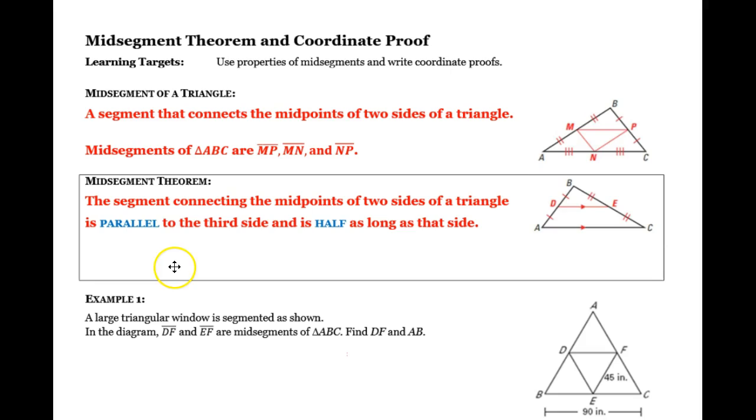Well, your midsegment is going to be parallel to the third side, and it's going to be half as long as the third side. So that means that midsegment DE is going to be parallel to AC, so all of the qualities of two parallel lines. In addition, DE is going to be half of the length of AC.